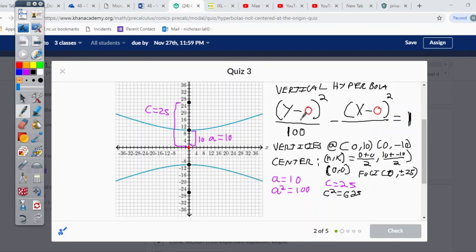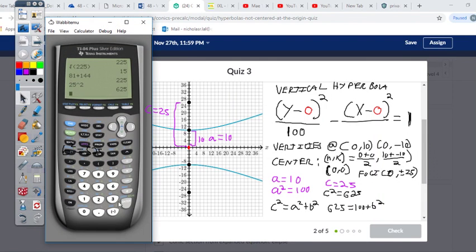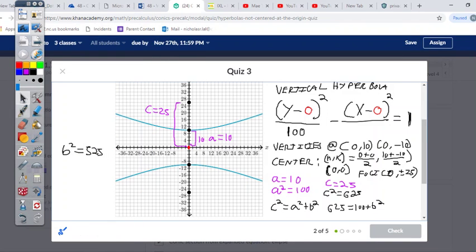Now we use our Pythagorean relation. C squared is equal to a squared plus b squared. So that means 625 is equal to 100 plus b squared. So hopefully you can see that b squared equals 525. If you're curious, the square root of 525 is 22.9. So b is equal to 22.9.